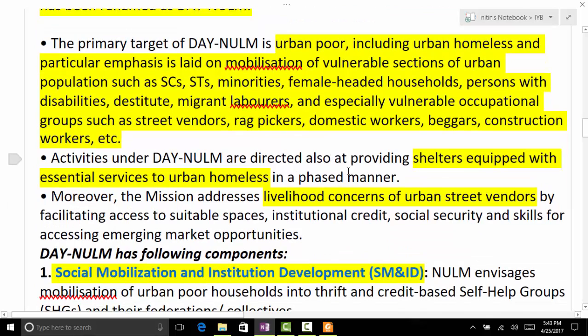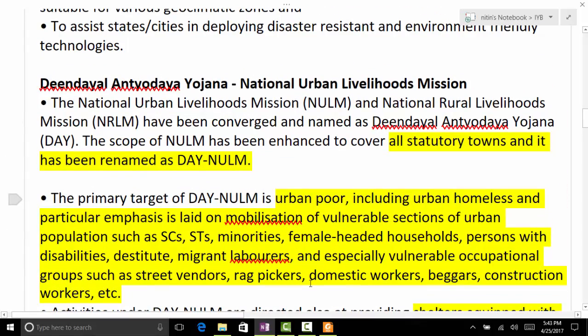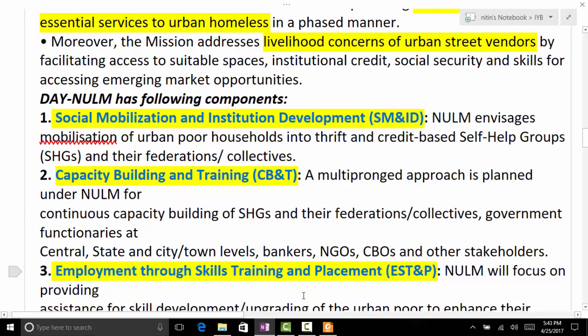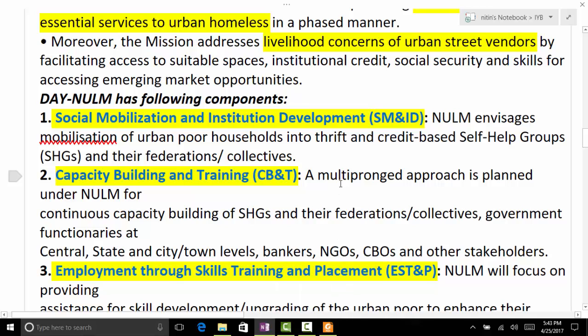Under Antyodaya Yojana, what will be given to them? Shelter for the homeless and livelihood, so both concerns would be addressed. How will it be done? Again there are components. The first component is social mobilization and institution development, through SHGs, self-help groups, and their federations.